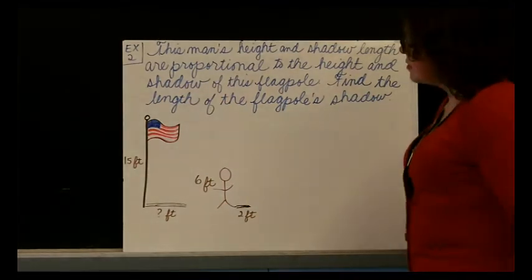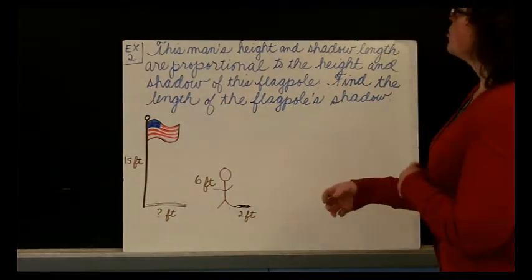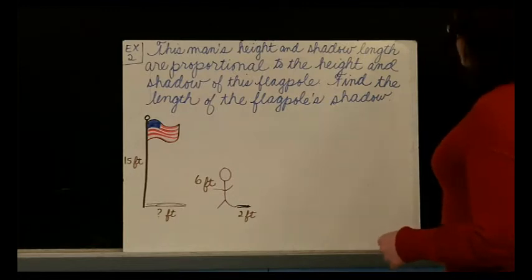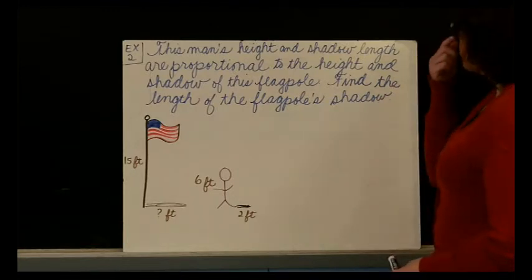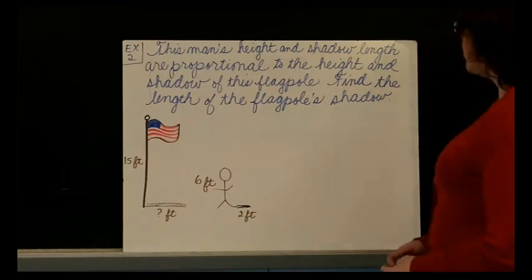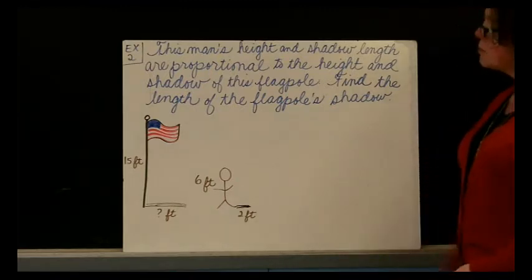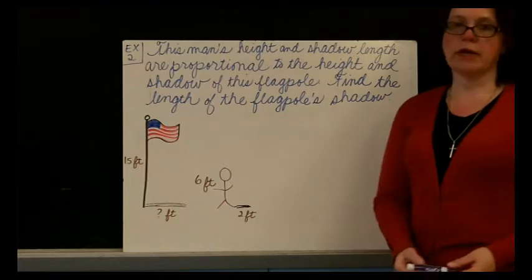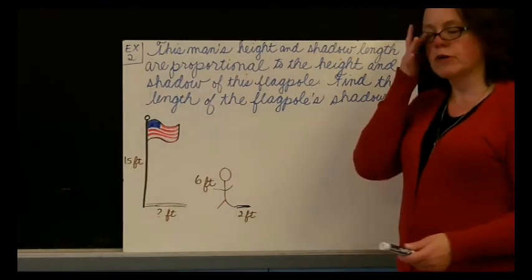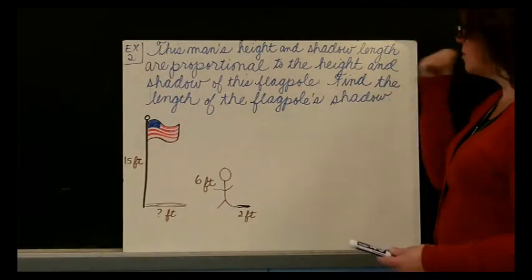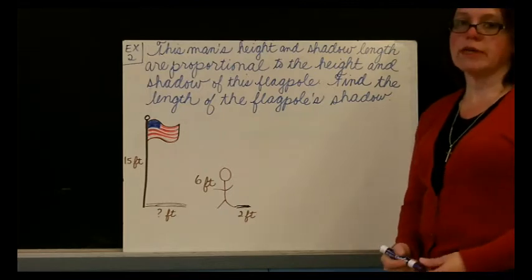Now, our second example is a little different. I'll read it to you. This man's height and shadow length are proportional to the height and shadow of this flagpole. Find the length of the flagpole's shadow. So this is more of a real-life application of the same skill, but we're going to be following the same exact steps that we just did to solve example 1.